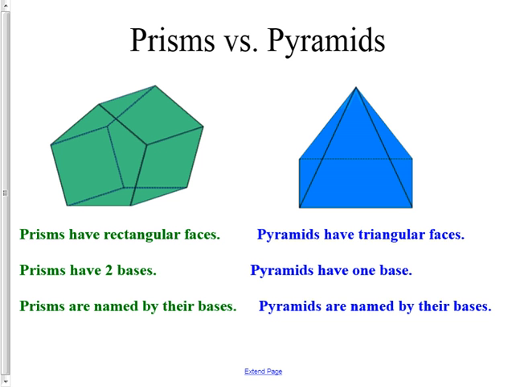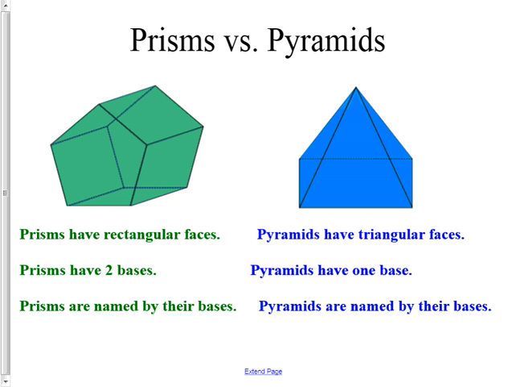I would like to point out that on the pentagonal prism, the rectangles are lateral faces and the pentagons are the bases. On the rectangular pyramid, the triangles are the lateral faces and the rectangle is the base. So the base is the face that's used to name them. The other faces are lateral faces.